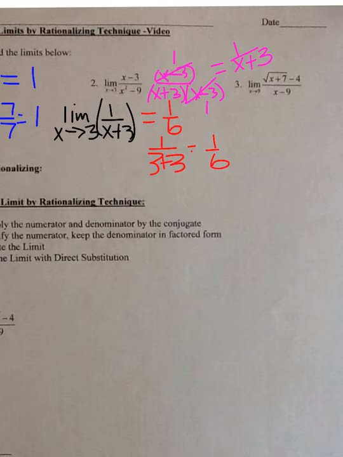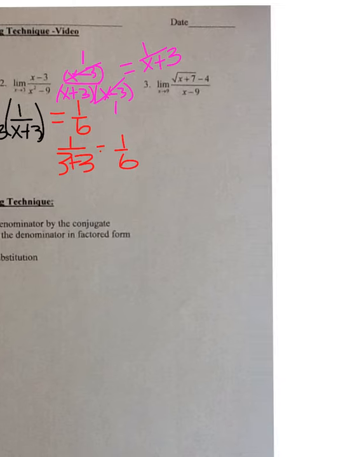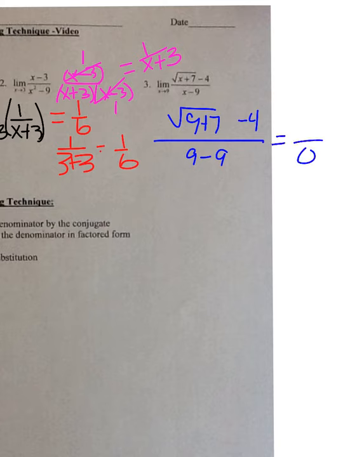All right, so let's take a look at number 3. So again, we're going to try direct substitution. It is the limit as x approaches 9 of the square root of x plus 7 minus 4 over x minus 9. So again, we're going to plug in. So we have the square root of 9 plus 7 minus 4 over 9 minus 9. So I notice right away in the denominator it's undefined. But how do I factor this so that I can reduce it? Well, you can't actually factor this. So we have to have another way to figure out what the limit is. And that's called the rationalizing technique.